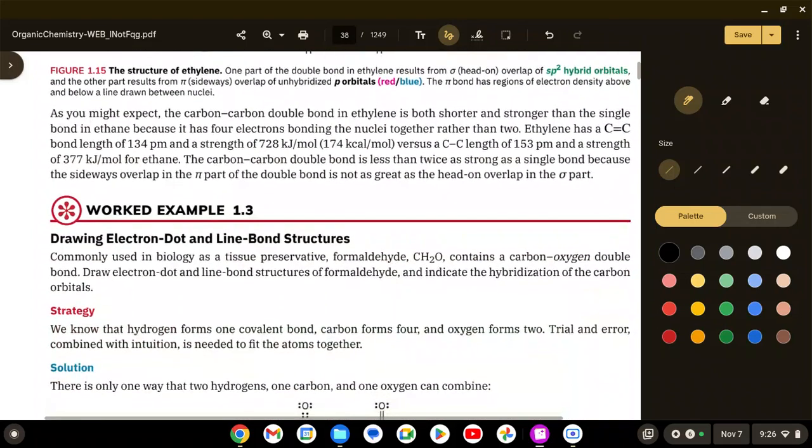As you might expect, the carbon-carbon double bond in ethylene is both shorter and stronger than the single bond in ethane because it has 4 electrons bonding the nuclei together rather than 2. Ethylene has a CC bond length of 134 picometers and a strength of 728 kilojoules per mole, versus a CC length of 153 picometers and a strength of 377 kilojoules per mole for ethane. The carbon-carbon double bond is less than twice as strong as a single bond because the sideways overlap in the pi part of the double bond is not as great as the head-on overlap of the sigma part.